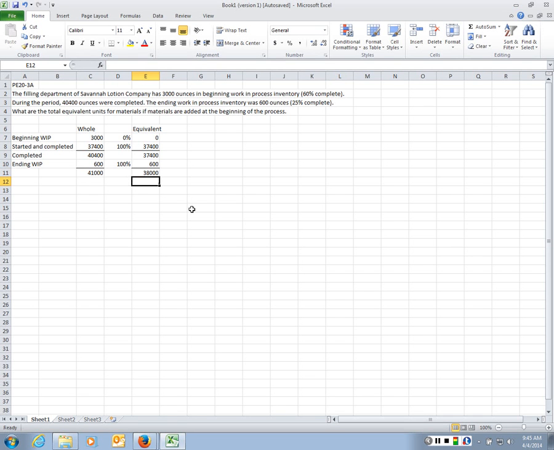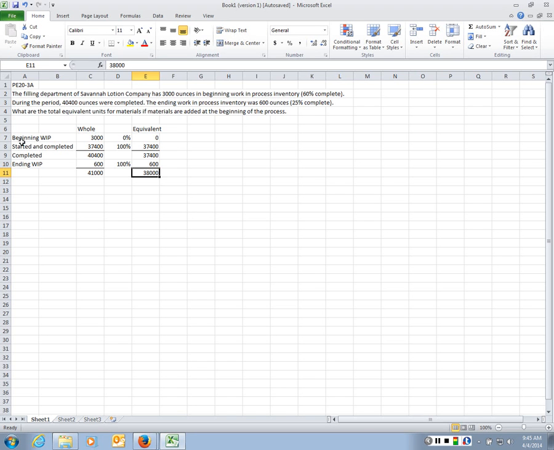So 41,000 were the units that we could account for that were completed or not. But we feel like 38,000 really are the number of units that are complete as according to their materials. So if we spent $100,000 on materials, we would divide that up amongst 38,000 units.